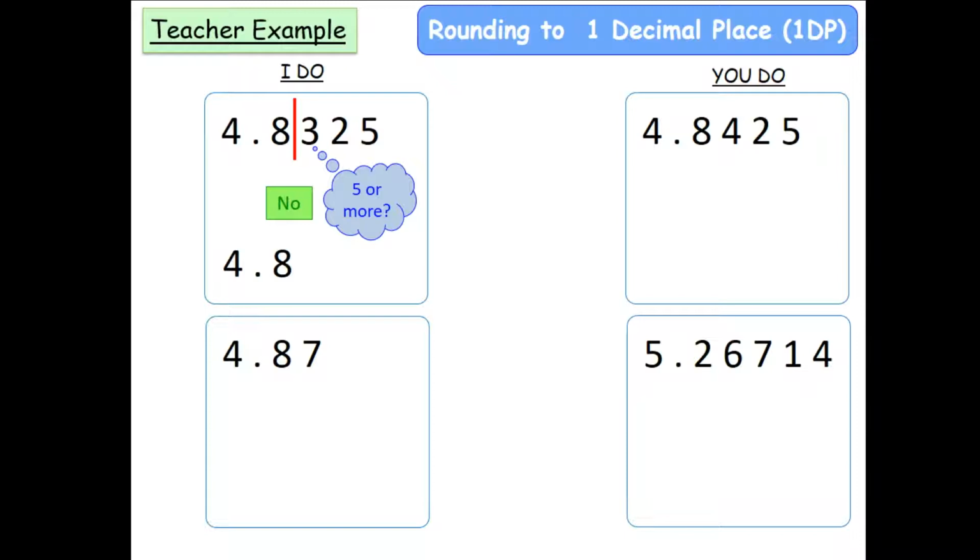Now the next one, we've got 4.87. So because we're rounding to 1 decimal place, we find the decimal point. 8 is one number after the decimal point. So now we put our line between the 8 and the 7. So now we look at the number after the line. Okay, is 7 5 or more? Yes. So if the number's 5 or more, we round up. So the 8 rounds up to 9. So now the answer is 4.9.